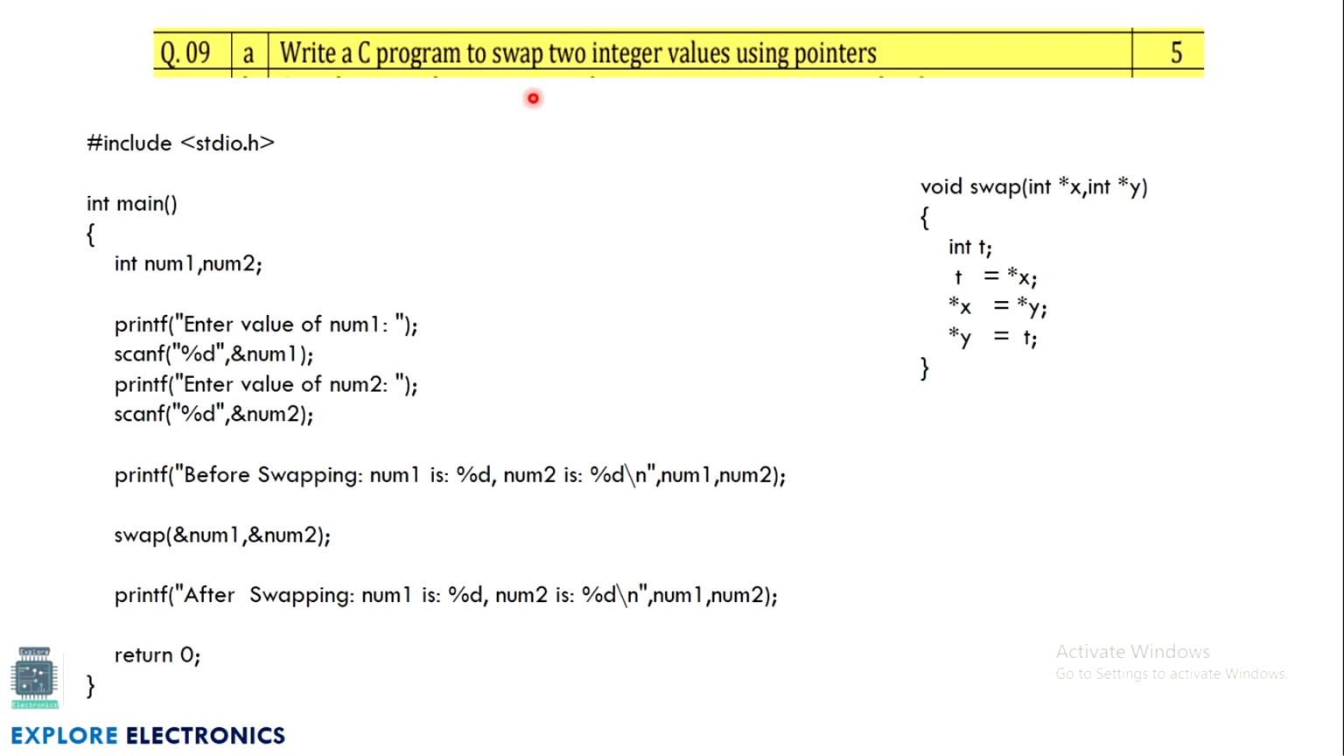Now write a C program to swap 2 integer values using pointers. So it's not just swapping 2 integers but using pointers. It is the same thing, but just that you are using pointer variables. So make sure that you are using pointer variables and then swapping them. So this is also very easy and you can easily get 5 marks.